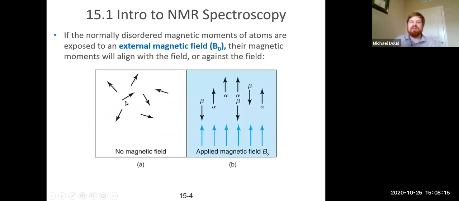And if you just have a sample of these atoms floating around, they're going to be at all different orientations. But if you stick it in a strong magnetic field, it's going to reduce it to two possible ways that it can align. The nuclei will either align with the field or against the field. So alpha is the way it's pointing up, that's aligned with the applied magnetic field. The beta, that's when it's aligned against. So we think of it as up or down, right hand rule, spinning up or spinning down.